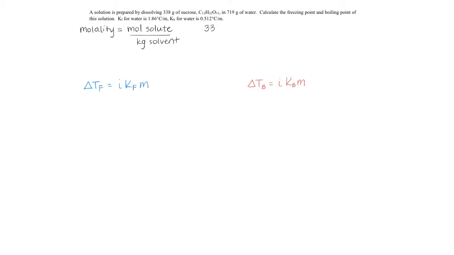We have 338 grams of sucrose. Multiply by 1 mole of sucrose divided by its molecular weight, which from the periodic table we can calculate is 342 grams. Which equals 0.989 moles of sucrose.